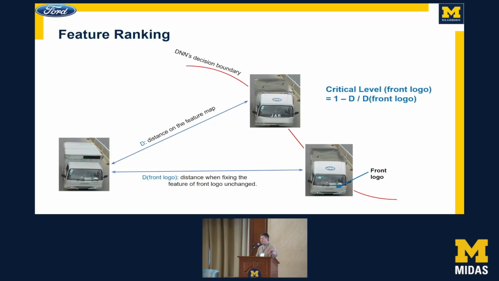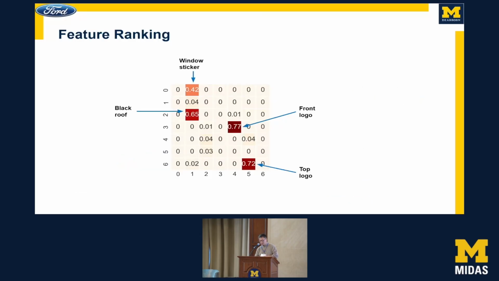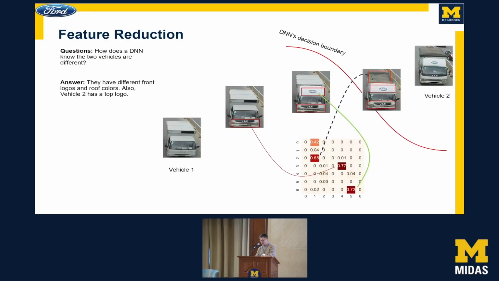But on the other side, if this feature is extremely important, if without this feature you cannot reach the boundary, then the distance for this feature should be infinity, and this ratio just equals 0. So the critical level is 1 minus 0 equals 1. That means most critical. Using this ranking mechanism, we can create this table to give all the feature scores. Then I use this score to change the critical features one by one.